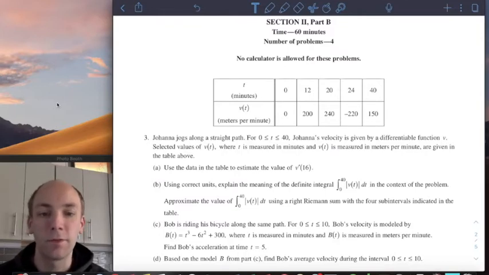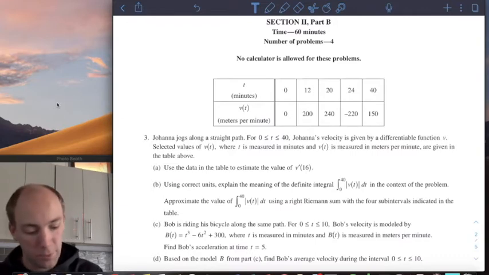Selected values of v of t, where t is measured in minutes and v of t is measured in meters per minute, are given in the table above. For part A, use the data in the table to estimate the value of v prime of 16. Do you know how to estimate the derivative?